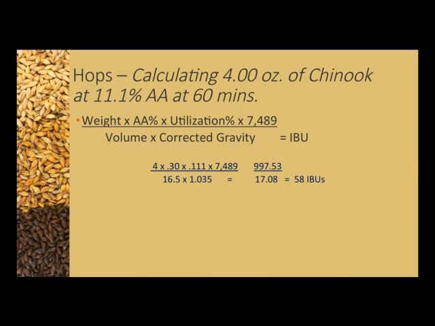The alpha acids for Chinook are 0.111 multiplied by 7,489 gives us a value of 997.53. Our volume is 16.5 multiplied by our corrected gravity of 1.035 gives us a denominator of 17.08. Divide that into 997.53 and we determine that the IBUs for our first hop addition to be 58.